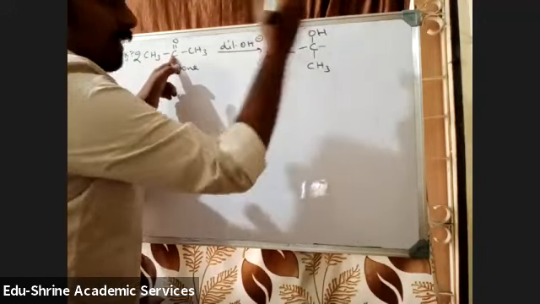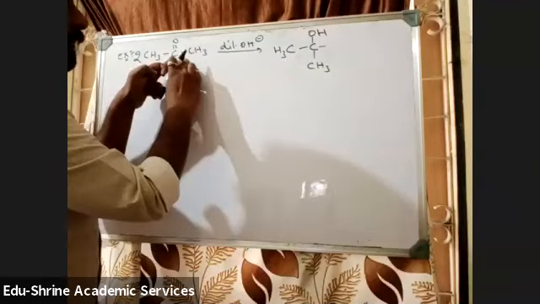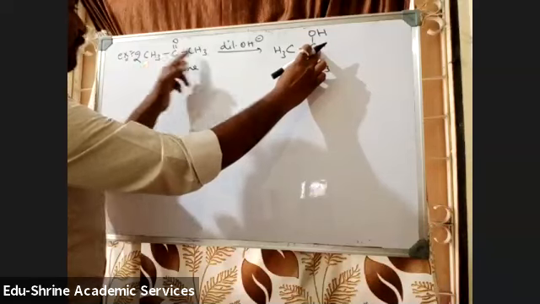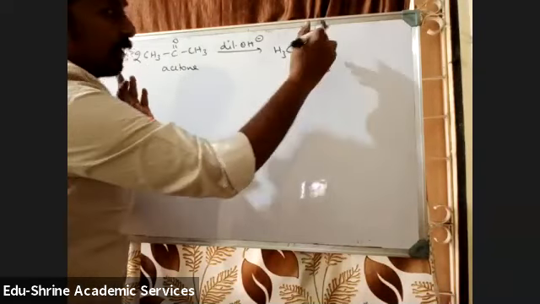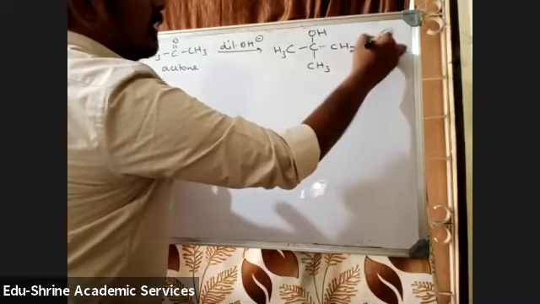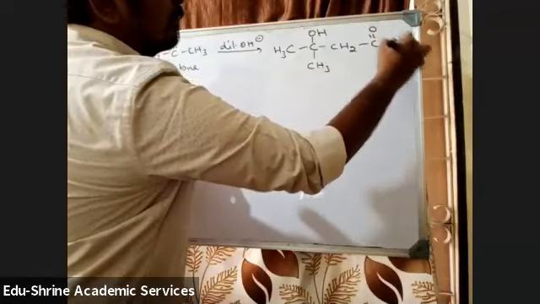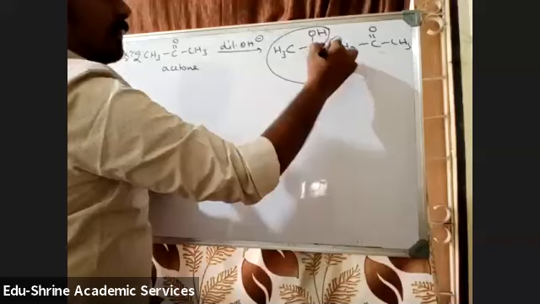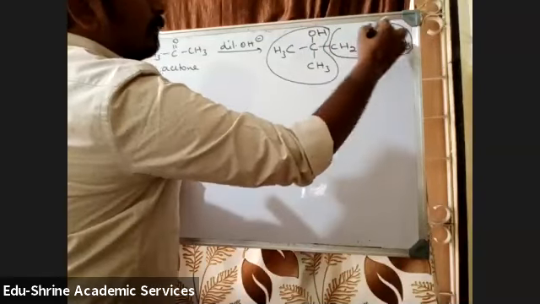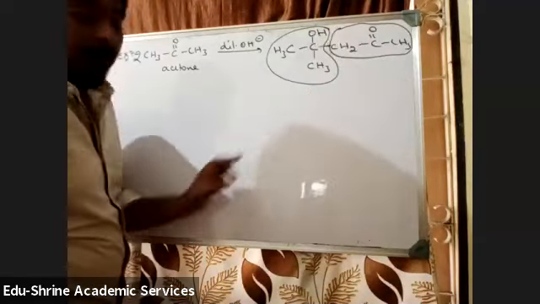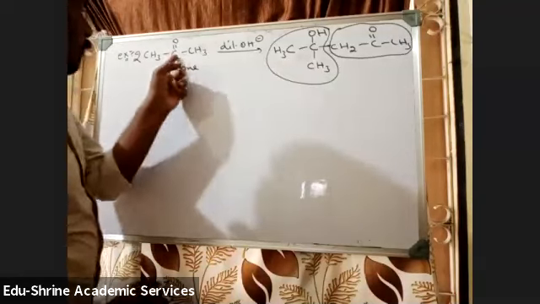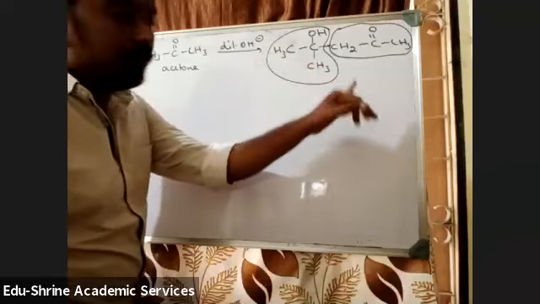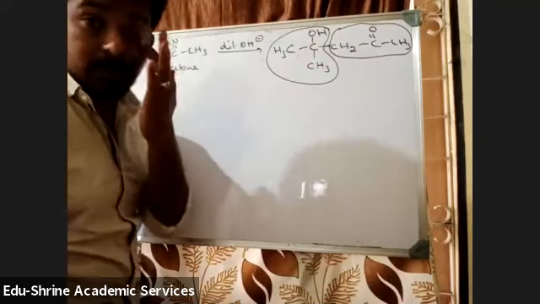Next, what happens to the other ketone? The other ketone will be attached to this carbon atom. One CH3 out of these two will be converted to CH2, right? So CH2, C double bond O. This is from one part, and this is from the other part. From one acetone, C double bond O is converting into COH. From the other acetone, CH3 is getting converted to CH2.